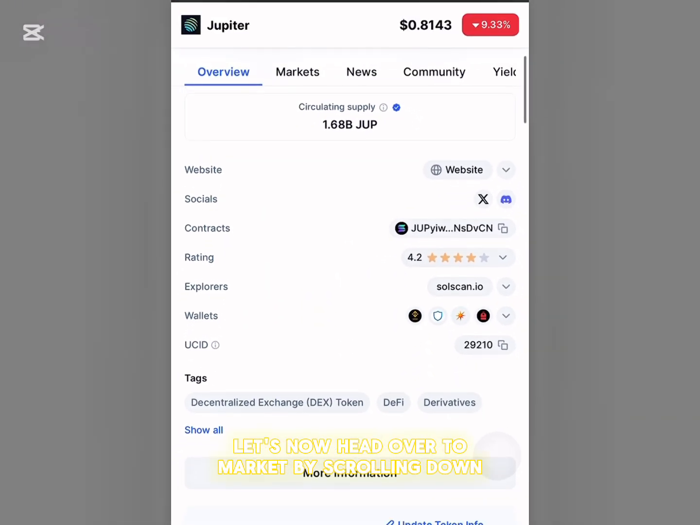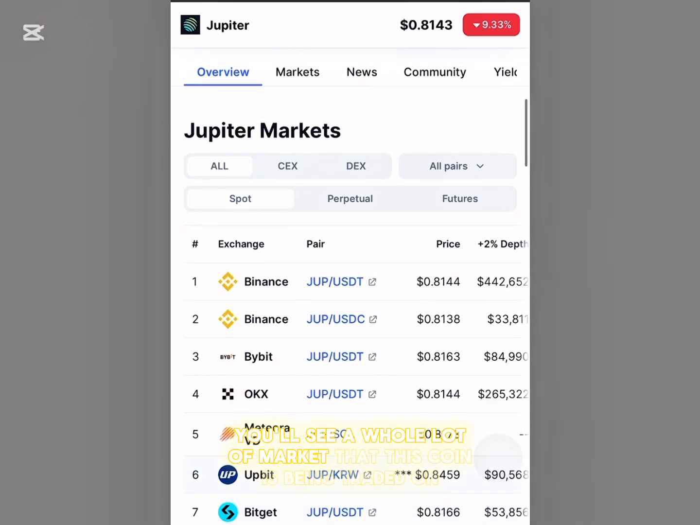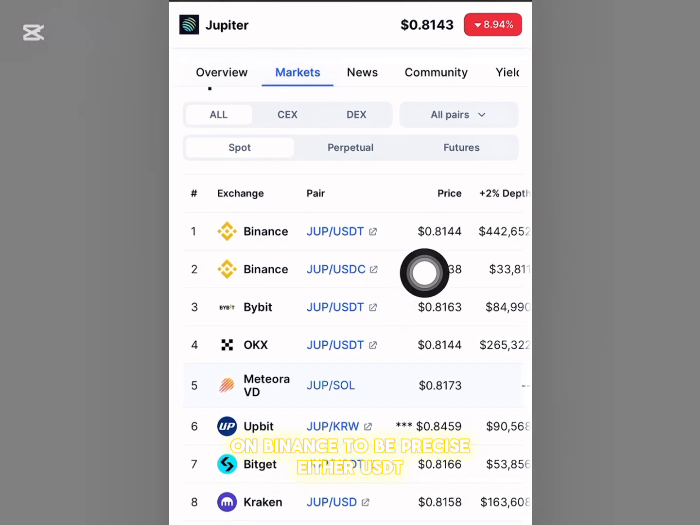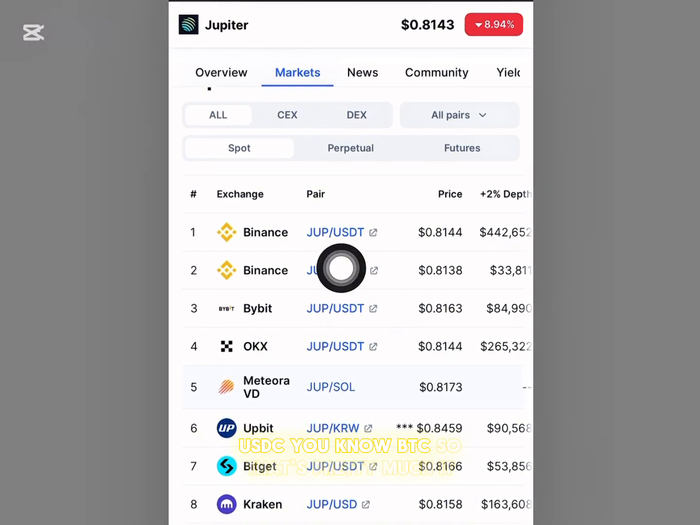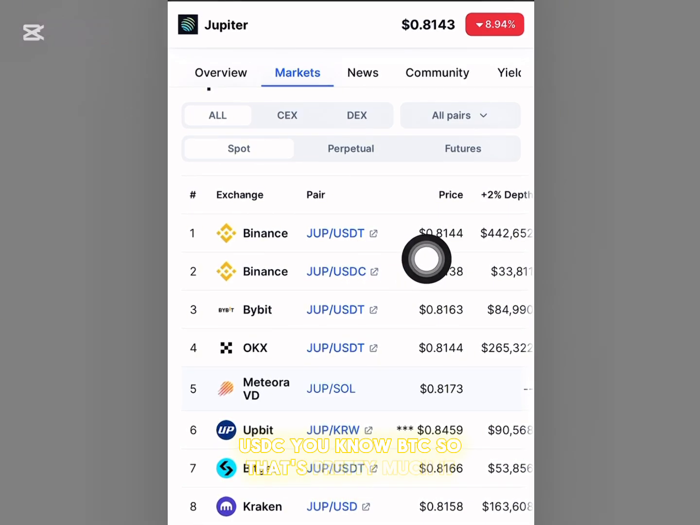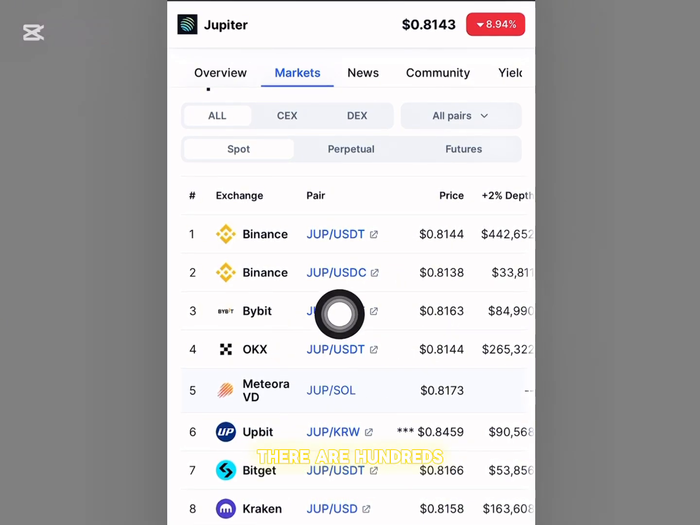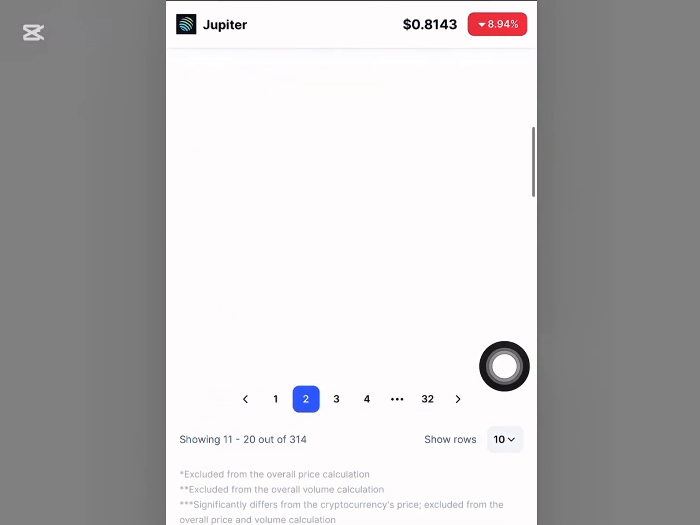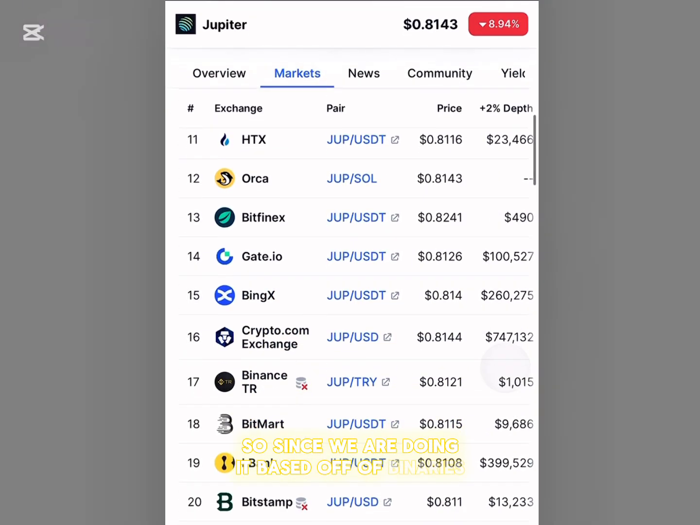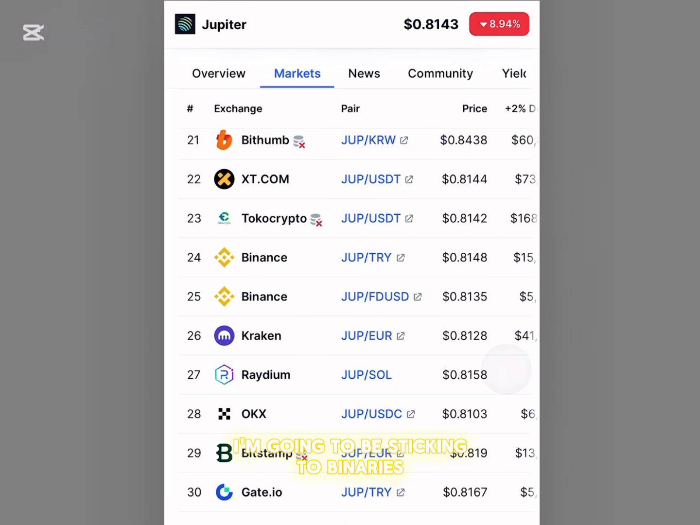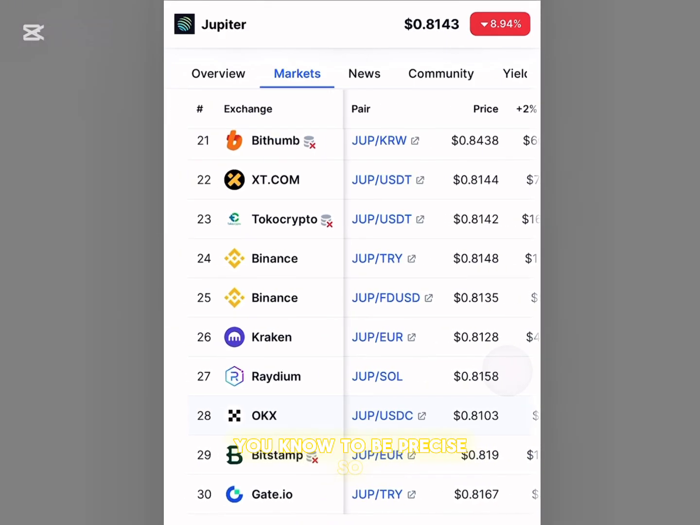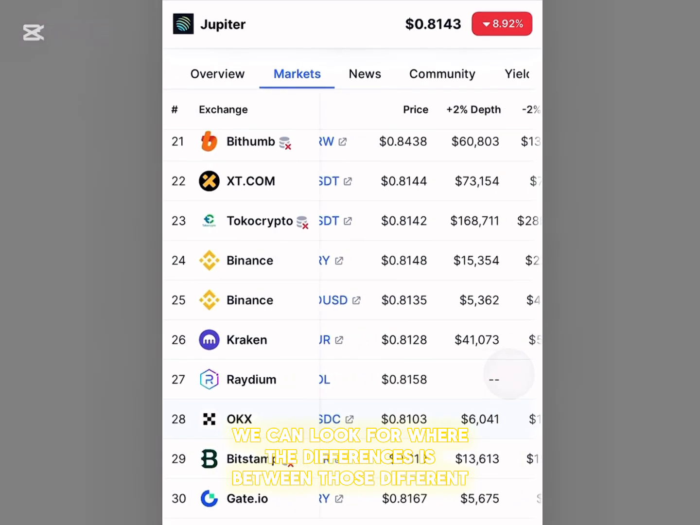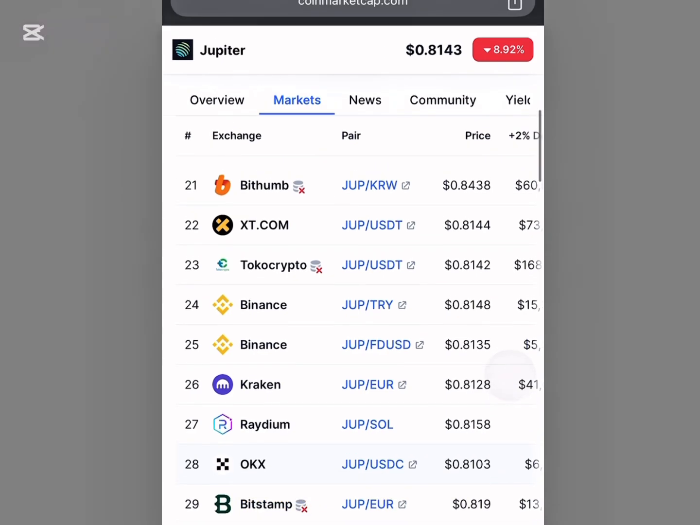By scrolling down, you'll see a whole lot of markets that this coin is being traded on. On Binance, to be precise, it's either USDT, USDC, or BTC. There are hundreds if not thousands of markets where you can look for these differences. Since we are doing it based off of Binance, I'm going to stick to Binance, so we can look for where the differences are between those different markets of that same Jupiter.